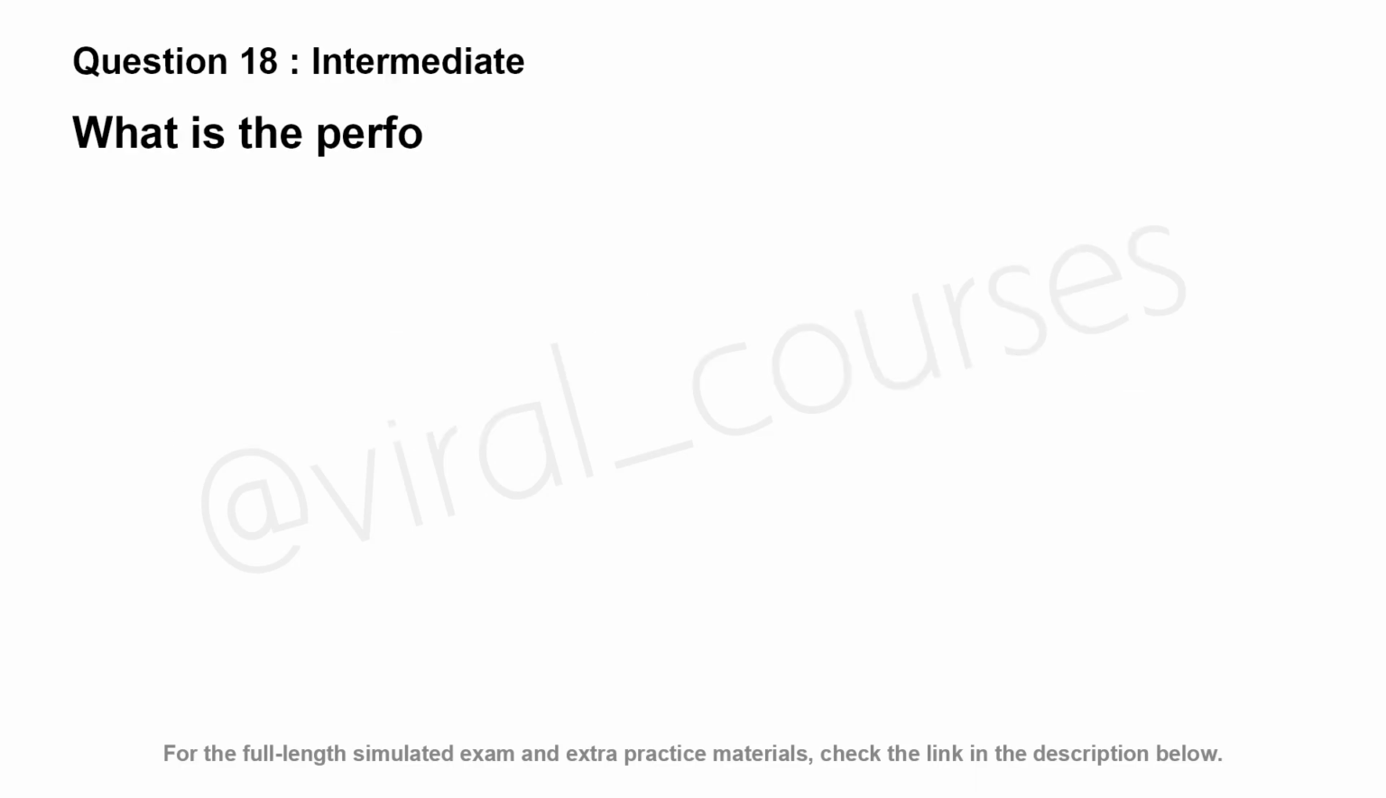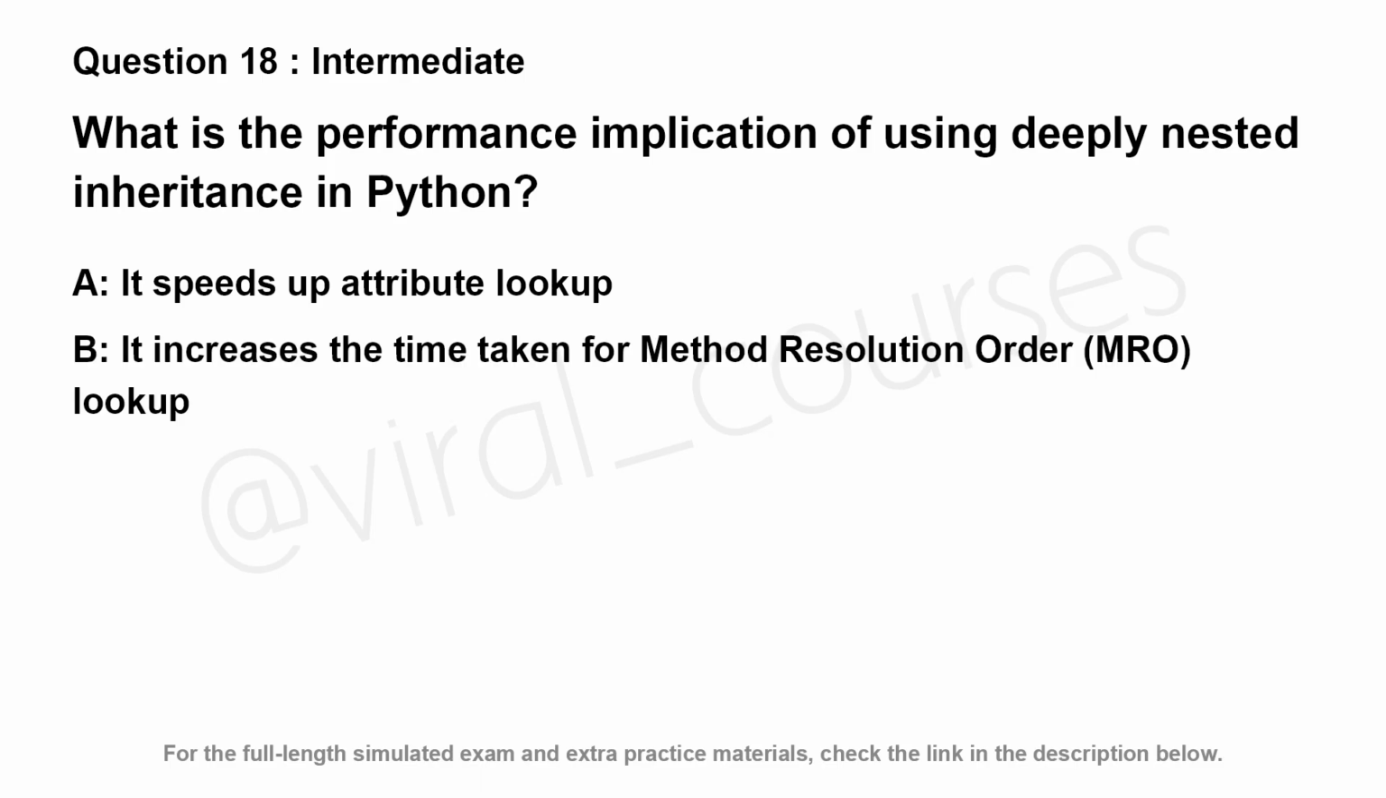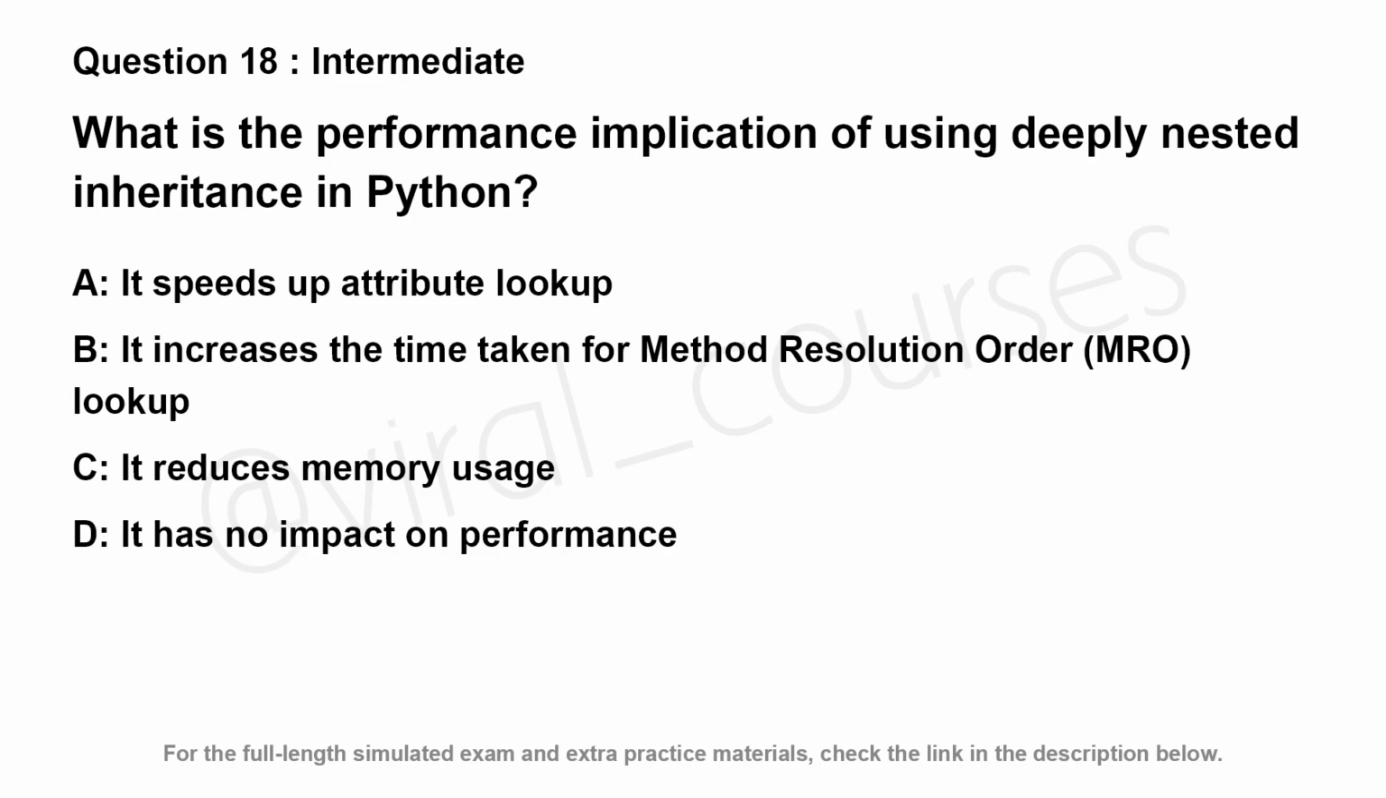What is the performance implication of using deeply nested inheritance in Python? Option A, it speeds up attribute lookup. Option B, it increases the time taken for method resolution order (MRO) lookup. Option C, it reduces memory usage. Option D, it has no impact on performance.